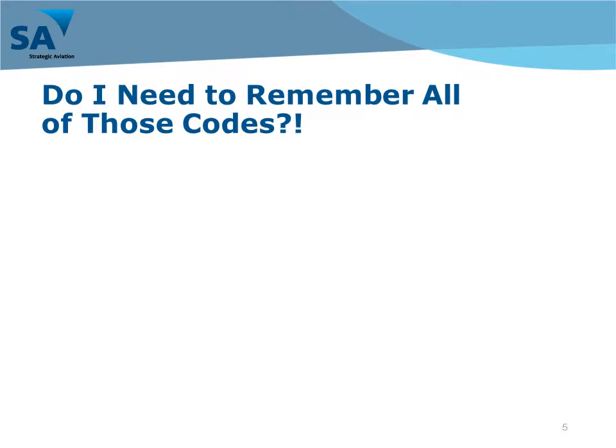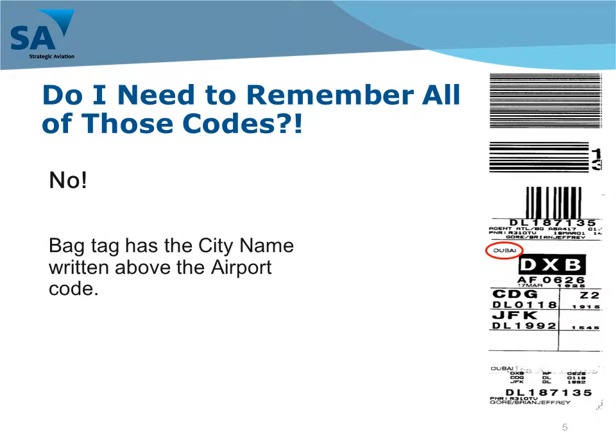With so many codes, you may be wondering, do I need to remember all of these? The answer is no. Each baggage tag has the city name written in small letters above the airport code, as shown in the image. You may find it easier to learn the codes so that you can know where the bag is going with a simple glance, but this is not required. You will likely also find that over time you just recognize the codes and know where the bag is going instantly. There are some other common definitions that you may run into on the job.